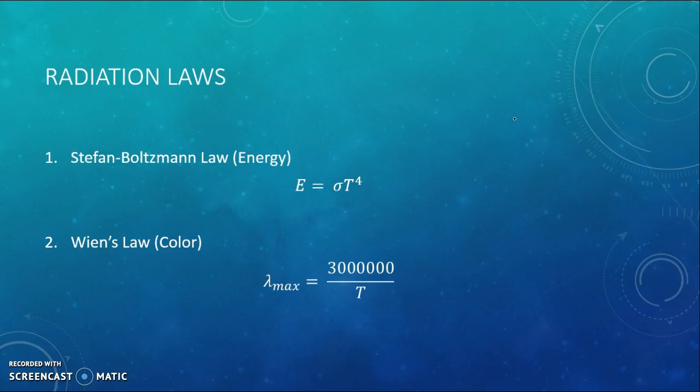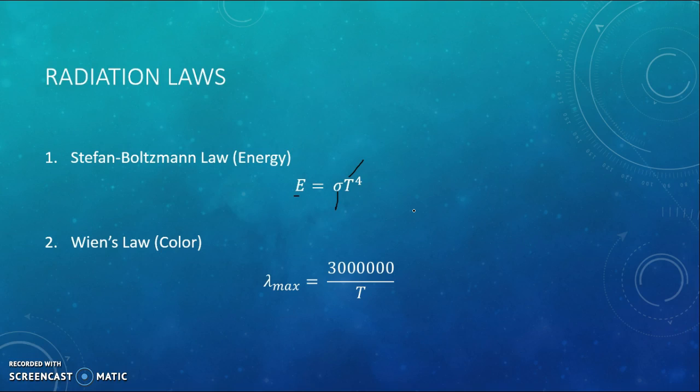All right, the radiation laws. There are 2 radiation laws that they use in order to talk about the energy and the color of a star. The first one is the Stefan-Boltzmann law, which deals with energy, and it says here that the energy is equal to, this symbol here stands for the radiation that's emitted by 1 meter squared in joules per second. It's actually a constant. And then this would be the temperature raised to the 4th power.